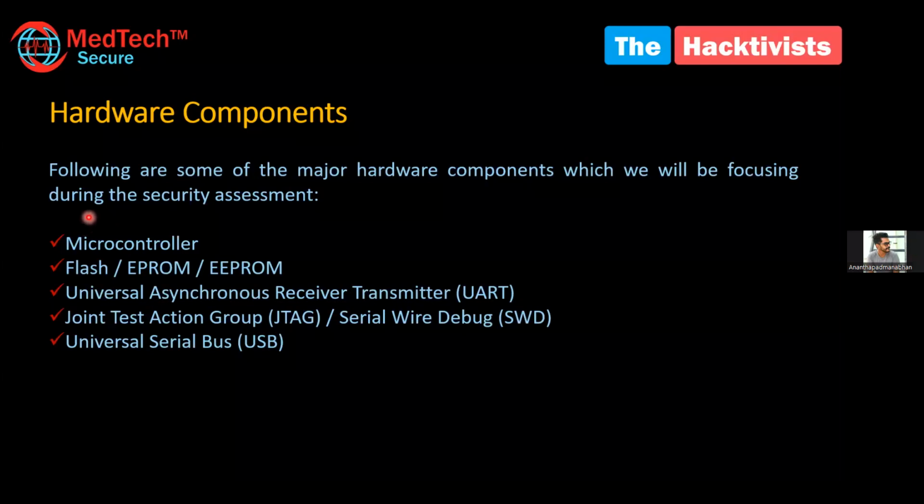So those major components are the microcontroller, followed by Flash or EEPROM, and the other ones are the protocols, that is UART, which stands for Universal Asynchronous Receiver Transmitter, and JTAG and SWD, which is followed by USB. So we'll be looking into detail about each of these components in the coming slides.